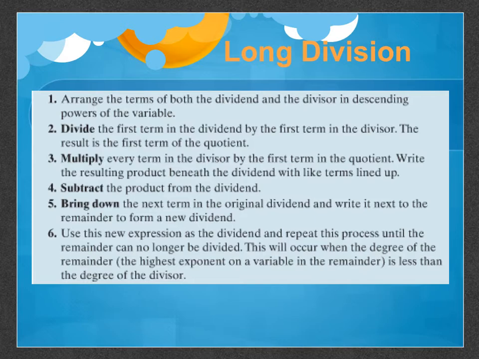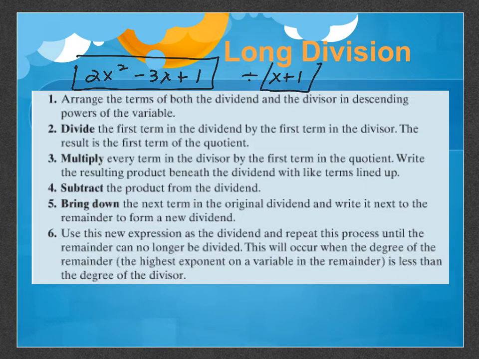When you're dividing using polynomial long division, it would be something like, and these are just totally made up numbers, say minus 3x plus 1 divided by x plus 1. Let's say something like that, okay? Then the first thing you're going to do is arrange the terms of both the dividend. This is the dividend. What you're dividing into is the dividend. What you're dividing by is the divisor. You're going to put them in descending powers of the variables. So you want the highest exponent down to none.